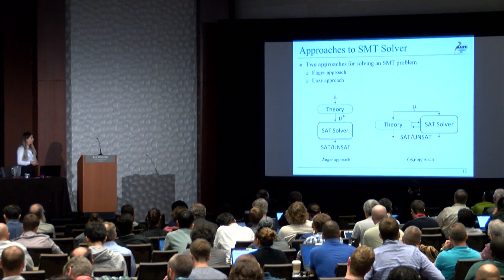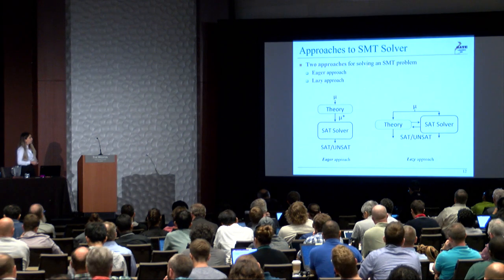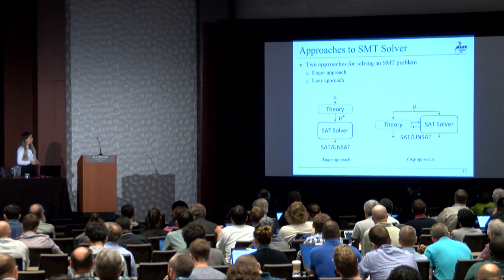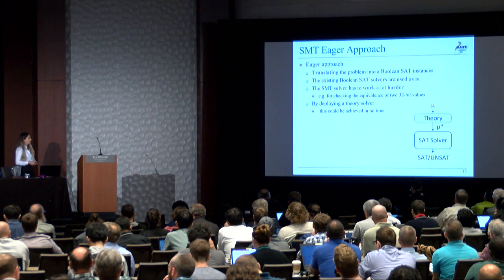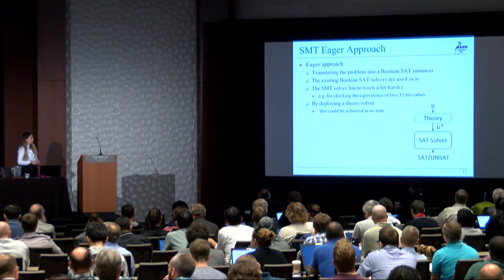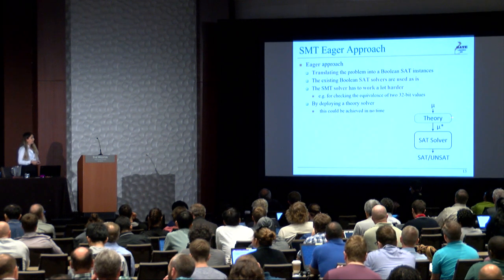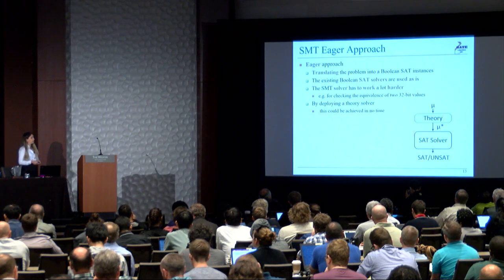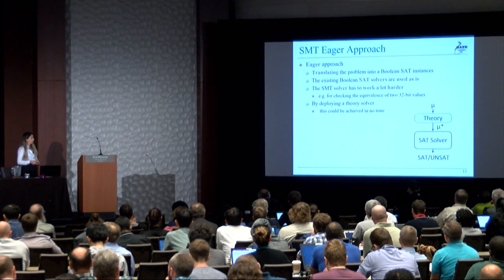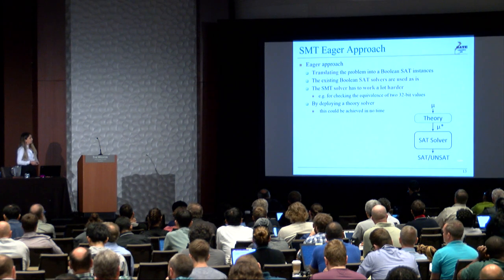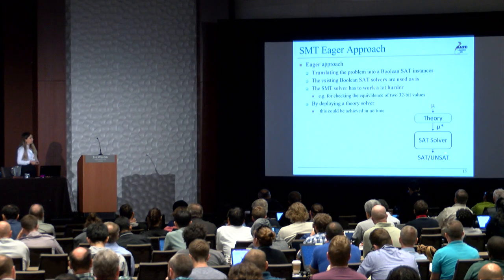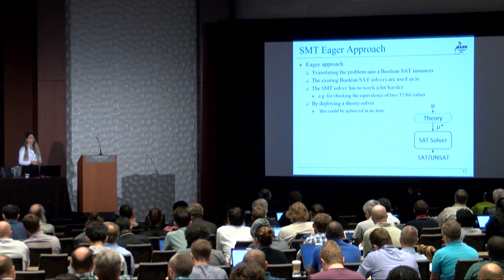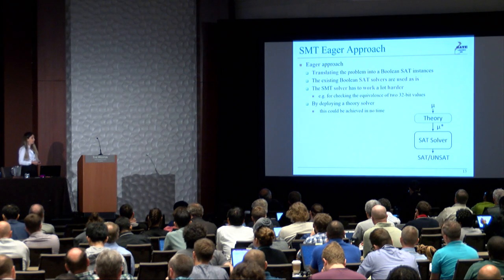In general, there are two different approaches for solving an SMT problem, the eager approach and the lazy approach. In the eager approach, as you can see in this figure, the invocation of the theory solver and the SAT solver is serialized, and the theory solver works as a pre-processing step for the SAT solver to reduce the problem to the SAT problem. The merit of this approach is that the SAT solver can be used as is, but the demerit is that the SMT solver has to work a lot harder for solving a problem that is otherwise very obvious.